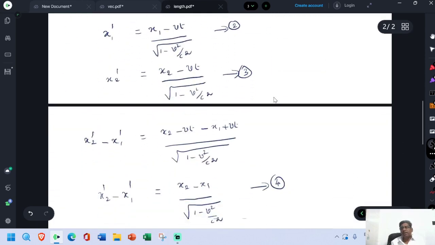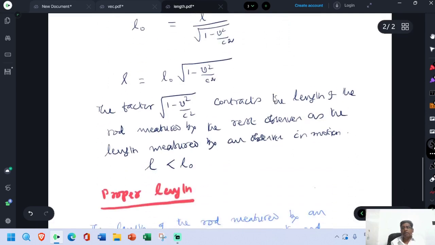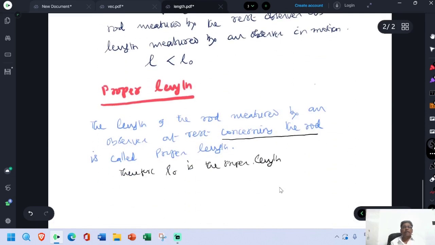Once again read out this statement, which is very important for your theoretical understanding. The length of the rod measured by an observer at rest concerning the rod, that is very important, is called proper length. The proper length is here L naught, not L. That's all about the term.